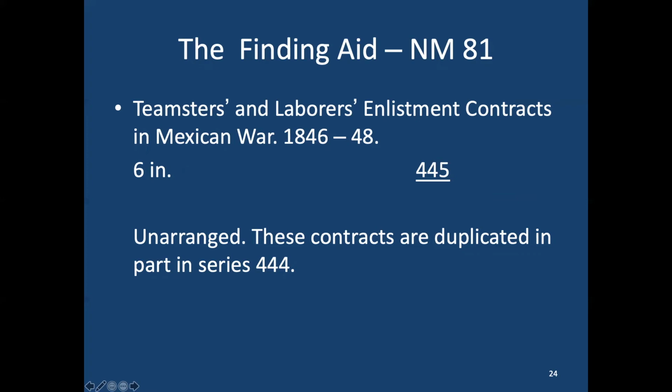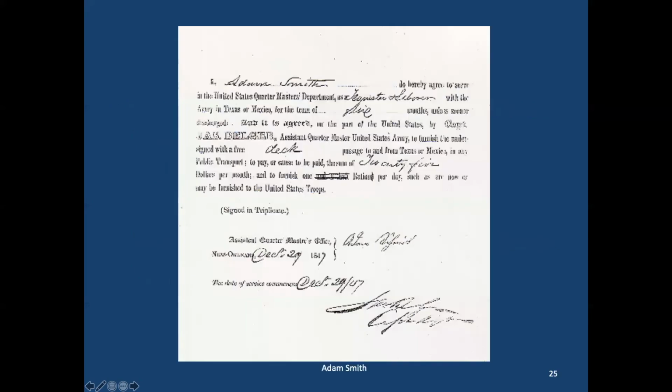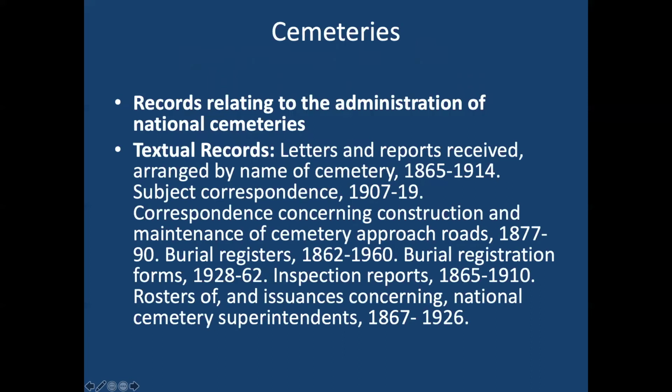Of course, Adam Smith, I found him in entry 445 unarranged, so I went through all 6 inches. It wasn't that bad. So here we see Adam Smith, this is his contract with the Quartermaster Department as a Teamster and a laborer. And we also learned from this that his actual name is not Smith, but Schmidt. So that takes care of that.